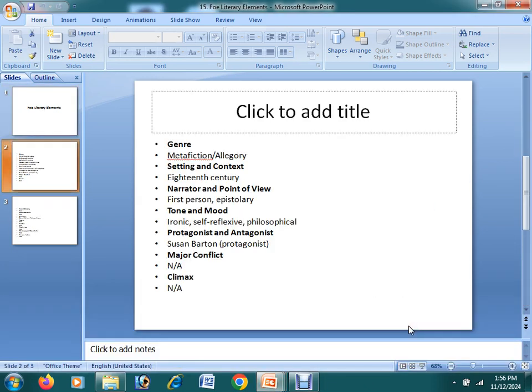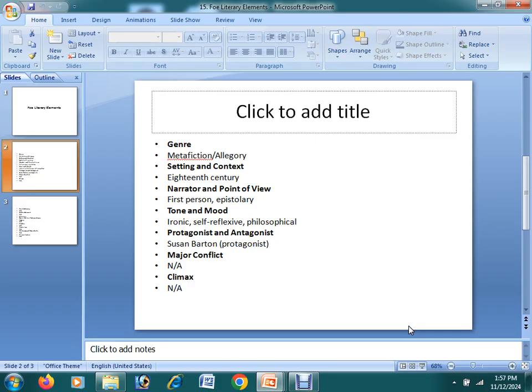So what kind of writing is it? It is metafiction, or you can say allegory. In fiction there will be a narrator, but we have seen that narration is not the singular way, it is diversified. For this reason Foe can be called a metafiction, and it can also be called allegory. The setting is the 18th century. Narrator and point of view: first person narration, and epistolary, that means the form of letters.